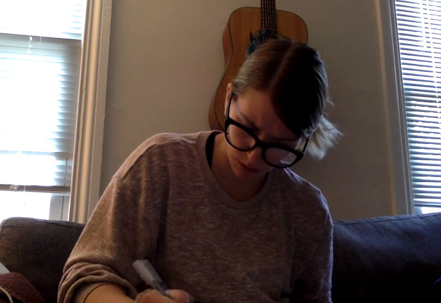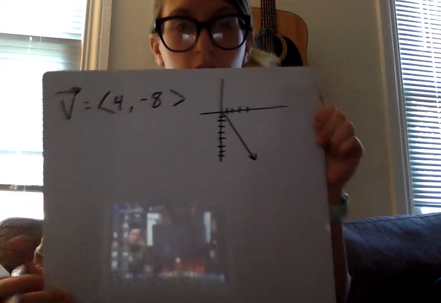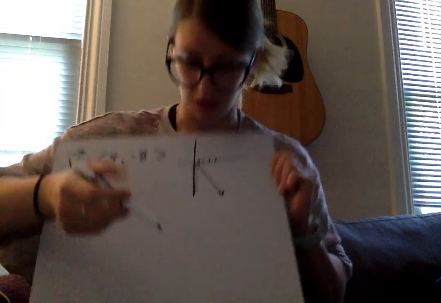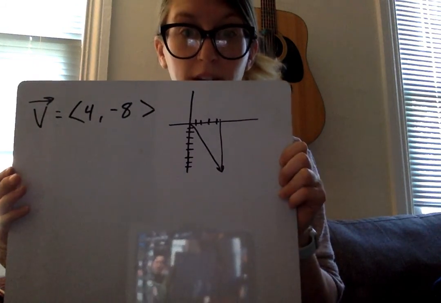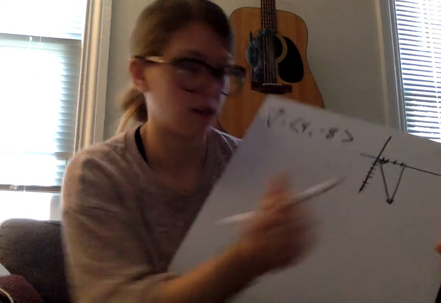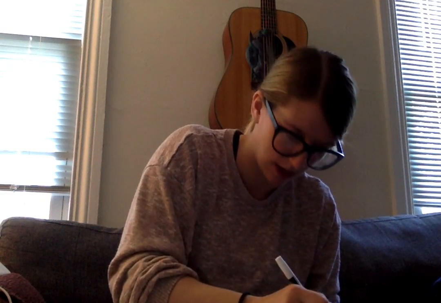Cool. We go over 4, 1, 2, 3, 4, go down 8, 1, 2, 3, 4, 5, 6, 7, 8. Remember, I always said draw it to the x-axis. So I'm going to draw it to the x-axis, and theta is here. Cool. So let's draw it as its own triangle because it's ugly looking and a lot to deal with in a small space.